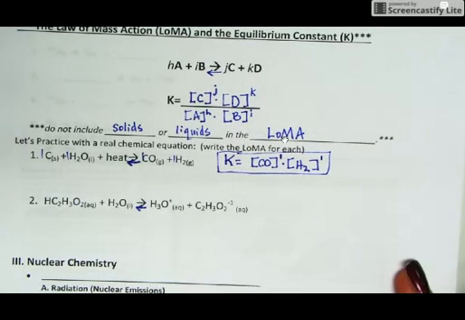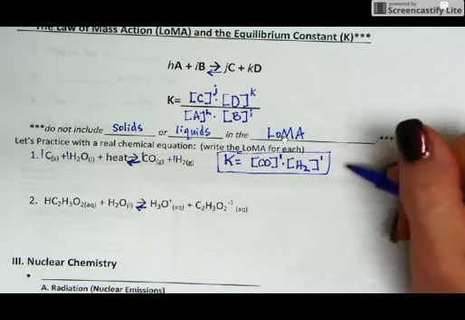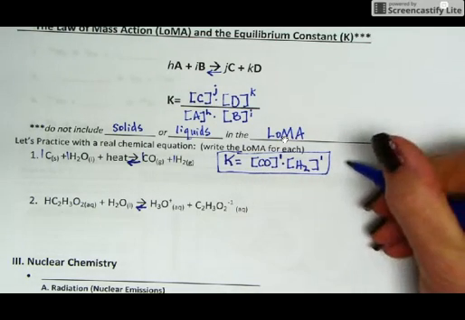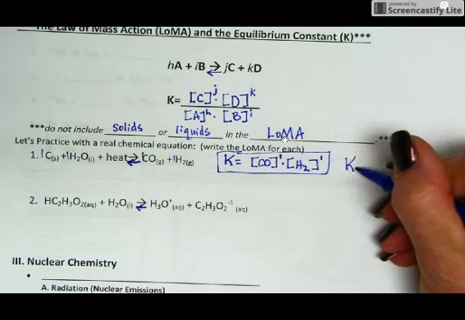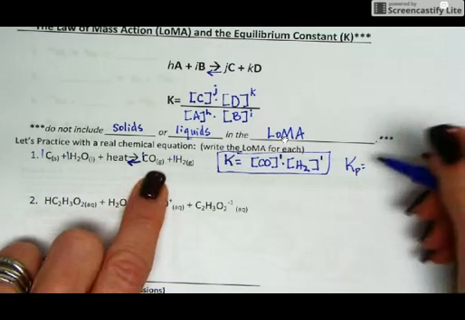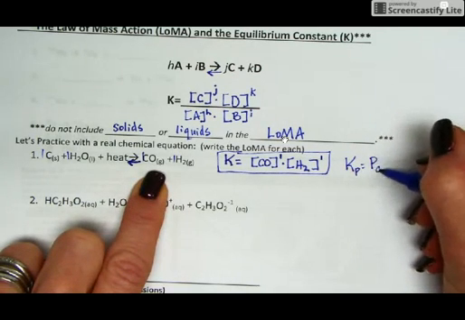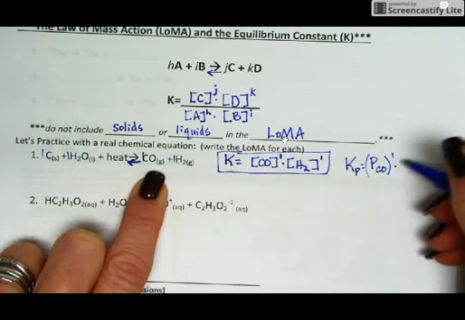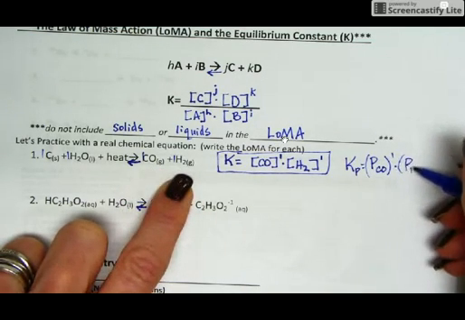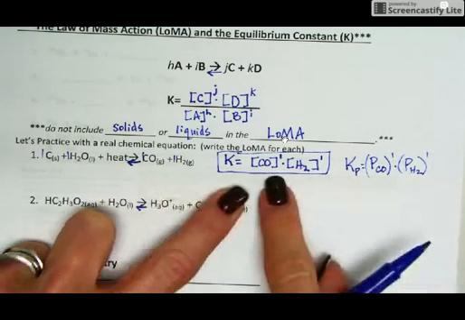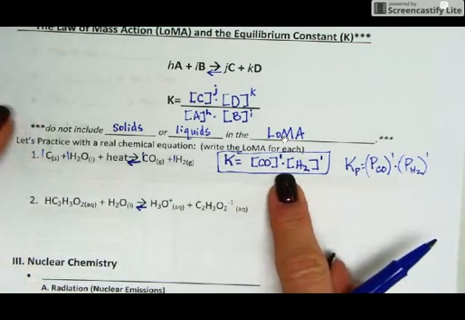Now, since both of these are gases, you could express your law of mass action in terms of pressures instead of concentrations. So just real quickly, if you're going to do the K where pressures are involved, that's what K sub P stands for. You could do the partial pressure of carbon monoxide raised to the first power times the partial pressure of hydrogen raised to the first power. But most often you're going to see it with concentrations.